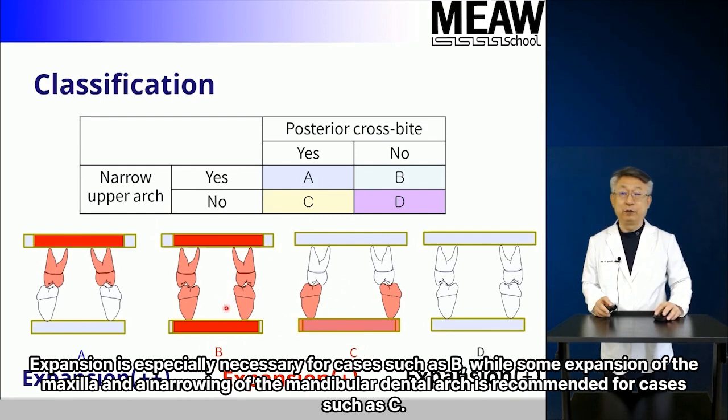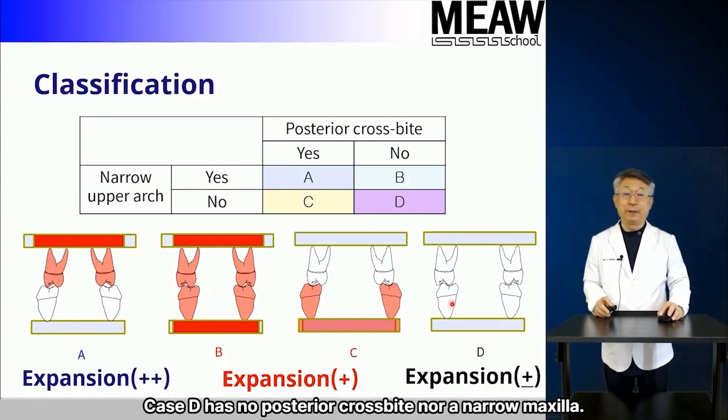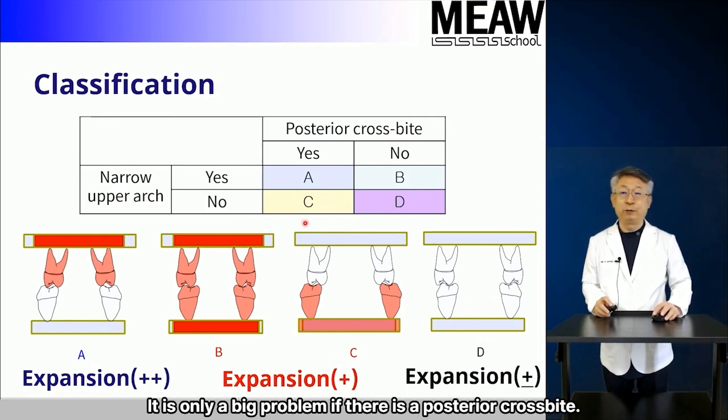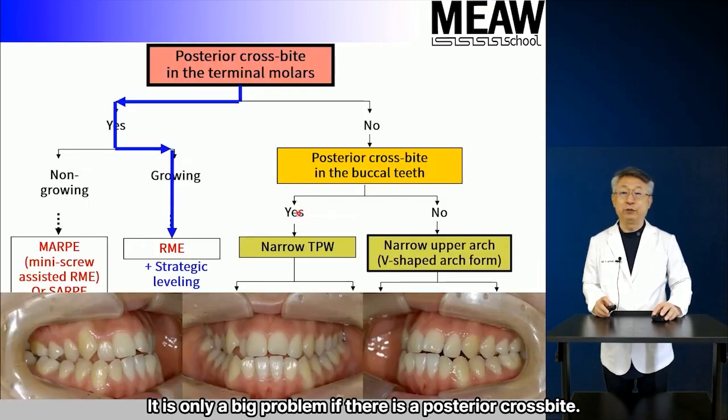Expansion is especially necessary for cases such as B, while some expansion of the maxilla and a narrowing of the mandibular dental arch is recommended for cases such as C. Case D has no posterior crossbite nor a narrow maxilla. In this case, the expansion appliance may or may not be used. It is only a big problem if there is a posterior crossbite.